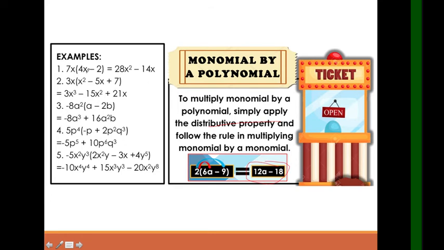Okay, let's have another example. 7x times 4x minus 2. 7 times 4 is 28.